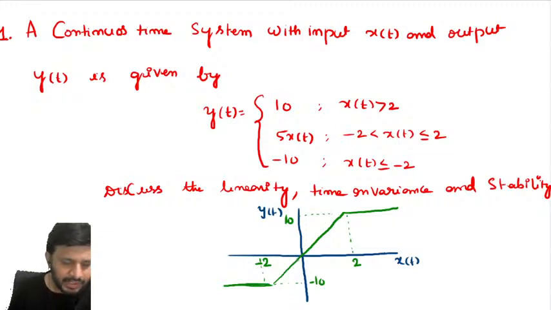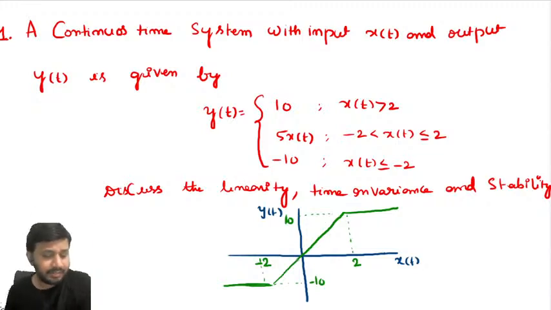So some of your typing answers, TIV Jaitirtha, linear, time variant, stable. Okay, Jaitirtha, you said something linear, time variant and stable.